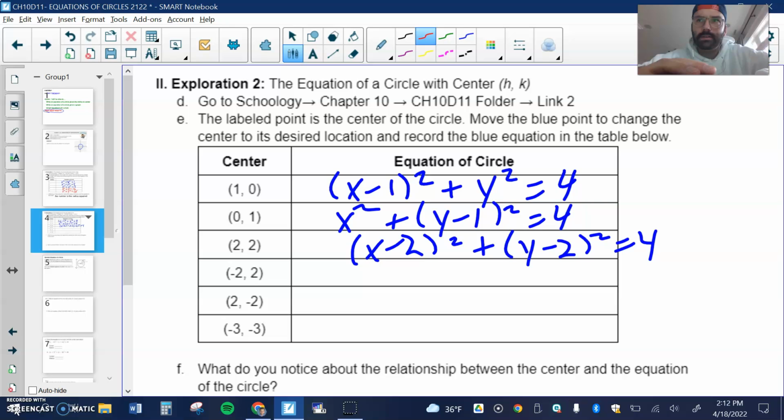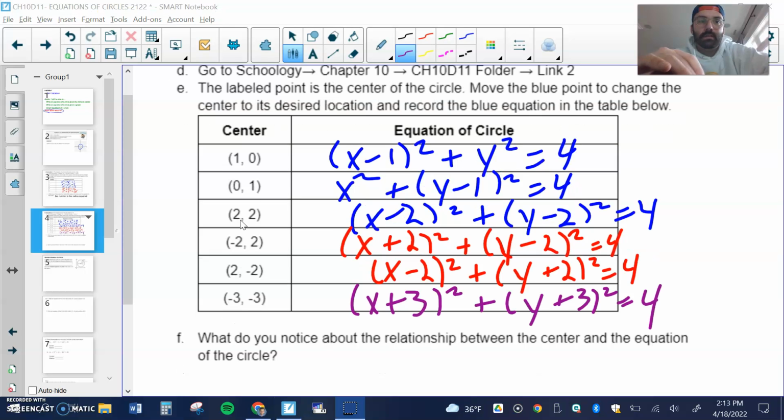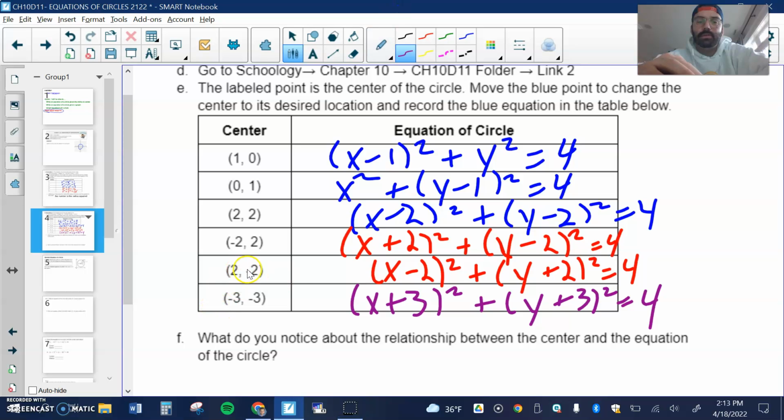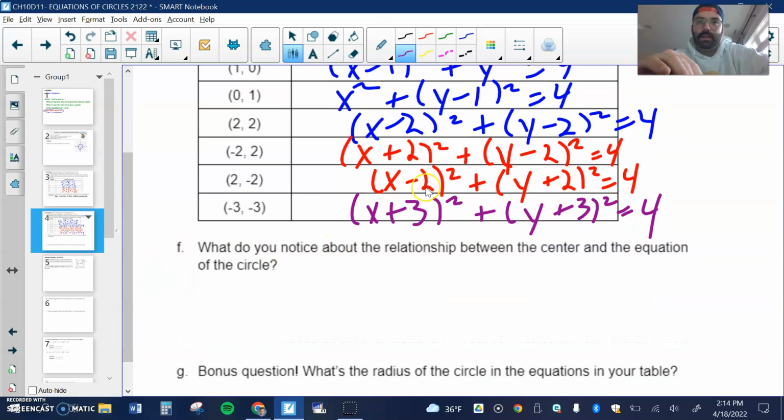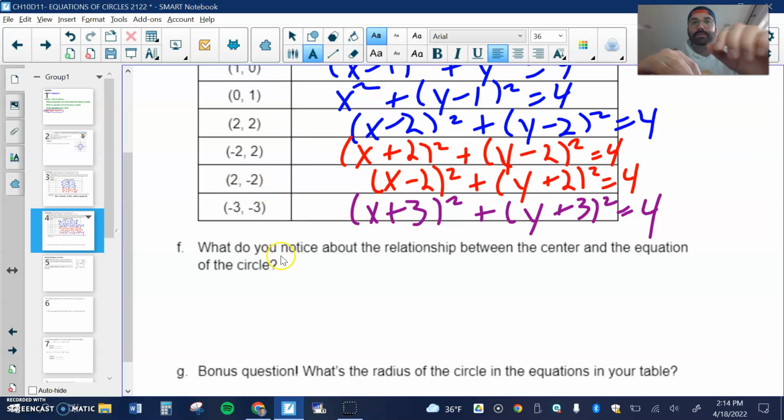All right, so do we notice anything about the relationship between the center and what goes on inside the parentheses? So if I had 2, 2 it is x minus 2, y minus 2. Negative 2, 2 is x plus 2, y minus 2. And then negative 3 was plus 3. I would say, if it's negative 3, it's plus 3. If it's positive 2, it's minus 2. So it's the opposite.